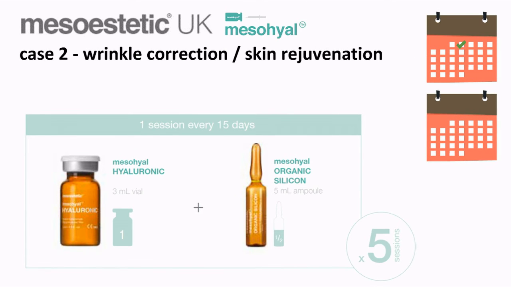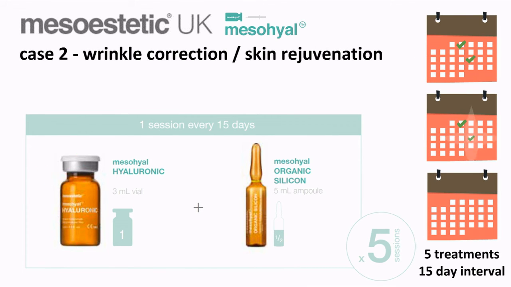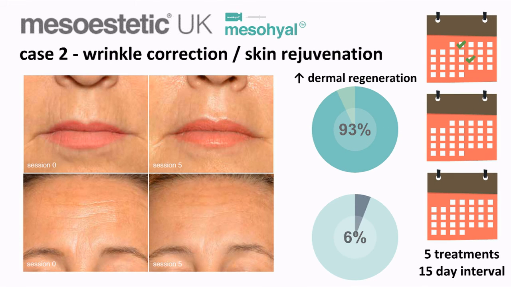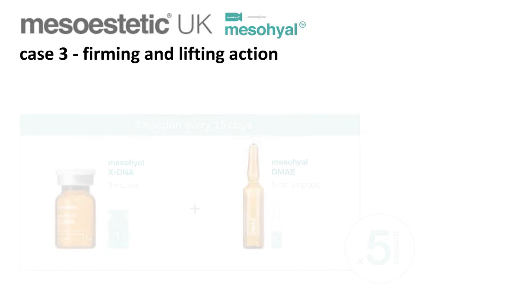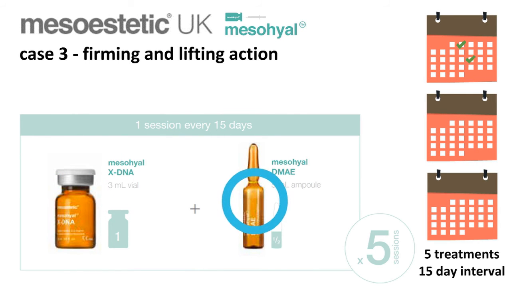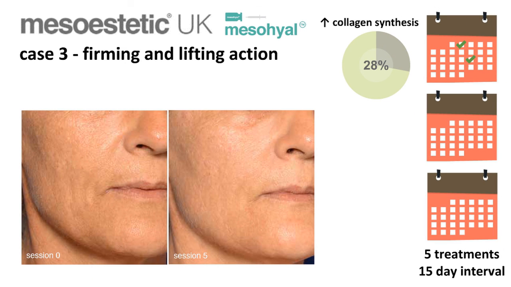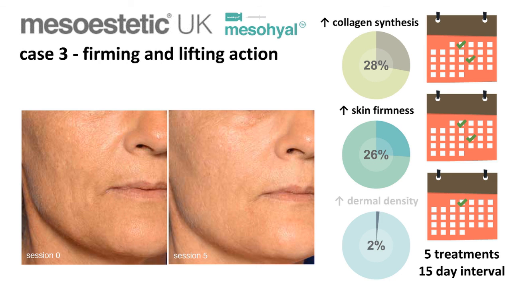A baseline wrinkle correction and skin rejuvenative treatment comprises 5 treatments with 3 ml of hyaluronic and 5 ml organic silicon. Improvement evaluation in vivo and in vitro included a 93% increase in dermal regeneration and a 20% improvement in quantitative skin elasticity. A combination of 3 ml of XDNA and 5 ml of DMAE is utilized again over 5 treatments to support firming and lifting of the face. Clinical outcomes include a 28% increase in collagen synthesis, a 26% improvement in skin firmness, and a 15% increase in measured dermal density.